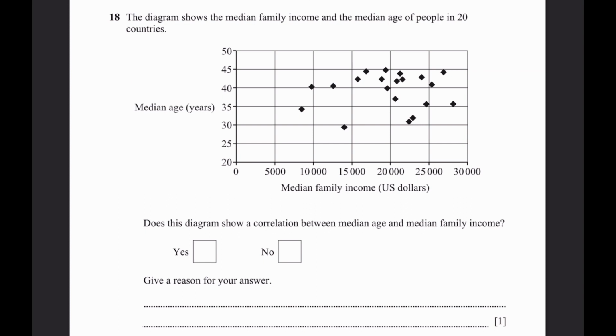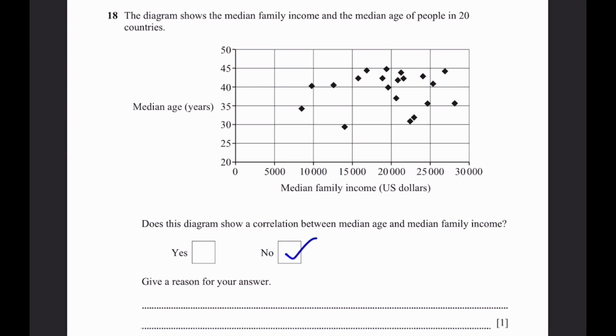Question 18. The diagram shows the median family income and the median age of people in 20 countries. So on the x-axis we have median family income, and on the y-axis we have median age. Does this diagram show a correlation between median age and median family income? No. It's kind of obvious. No. Give a reason for your answer. There is no slope in this. There's no slope between it. You can't draw a line of best fit on this scatter graph.